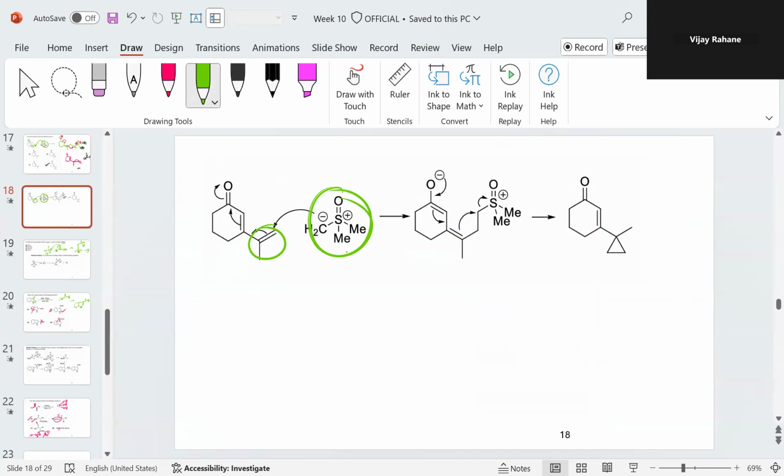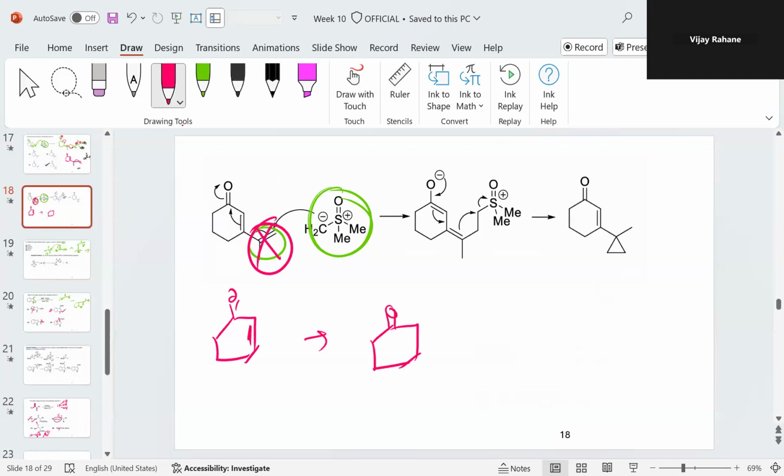Now here we have the two alpha beta possibilities, right? Always terminal attack is preferred with this type of ylides. So if you just neglect this other part, and we have only the similar part up to here, at that time the product will be like this. But we have extended conjugation, therefore the product is here.